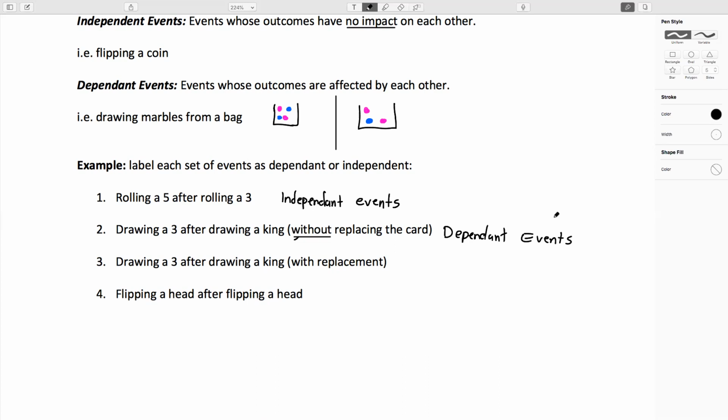Drawing a 3 after drawing a king with replacement. This means we're putting the card back after drawing it. And as long as we maintain 52 cards in the deck and four of every card, we're not influencing our probability. So these are independent events. And then lastly, flipping a head after flipping a head. Flipping the first head doesn't impact the second head at all. So these are independent events.